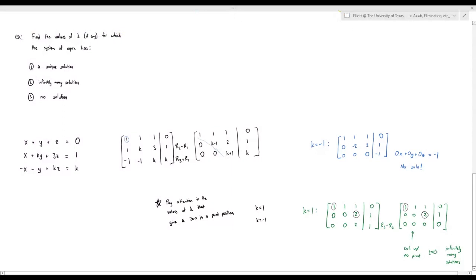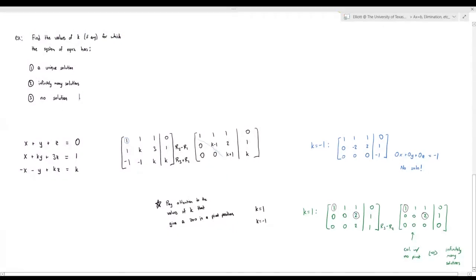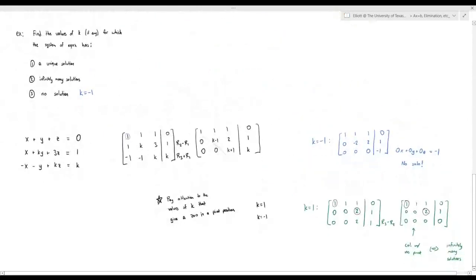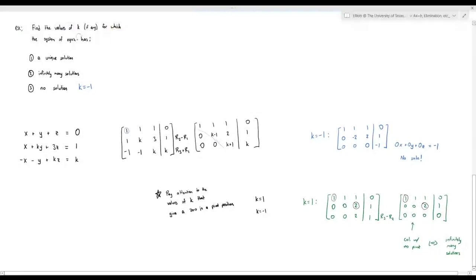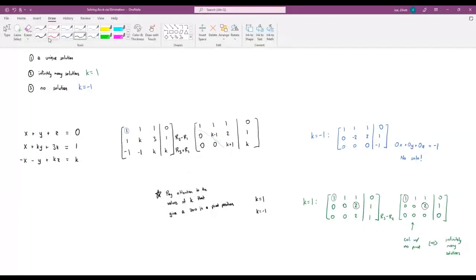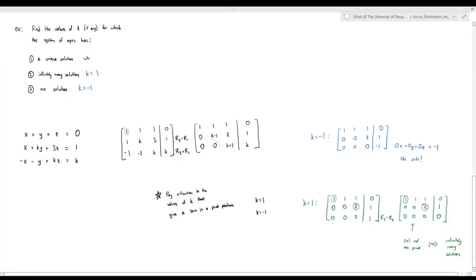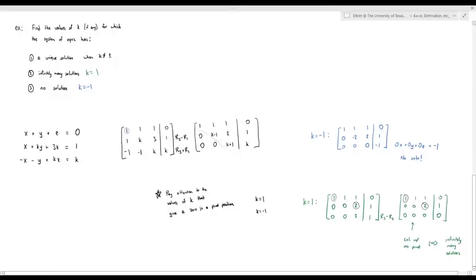So to answer this question, there was no solution when k is -1. And then we have infinitely many solutions when k was equal to +1, is what we found here. And then for any other value of k, you get a full set of pivots in this square matrix. That guarantees that you'll have a unique solution. So maybe you could say there's a unique solution when k is anything other than ±1, okay?